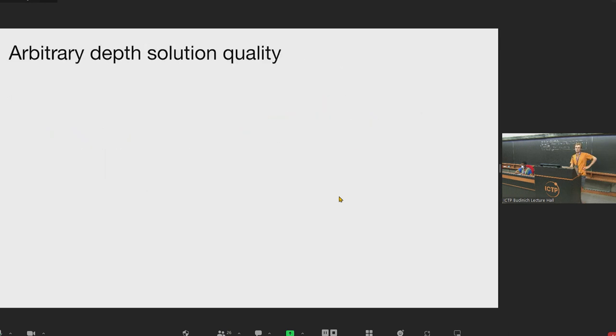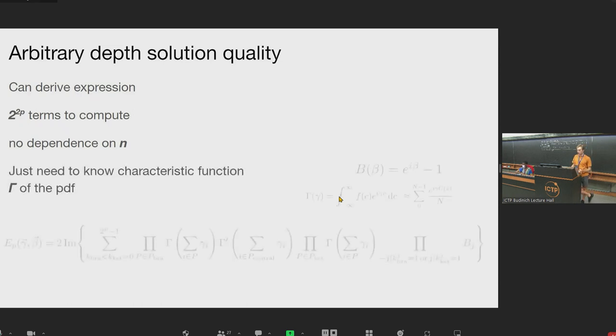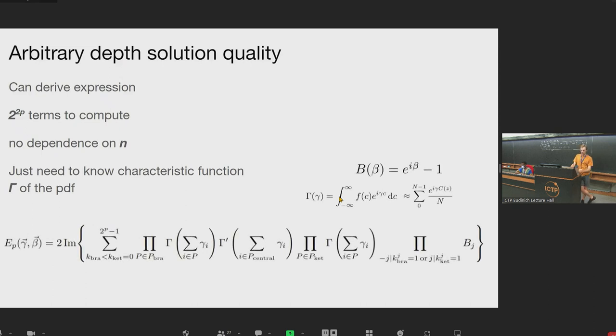For arbitrary depth, we can derive an expression, and there are 2 to the power of 2p terms in this expression, where p is the depth of your QAOA circuit, the number of layers you're applying, and therefore the number of parameters, 2 to the power of the number of parameters that you have. And importantly, in this formula there is no dependence on the size of the problem we're solving. We just need to know the characteristic function.